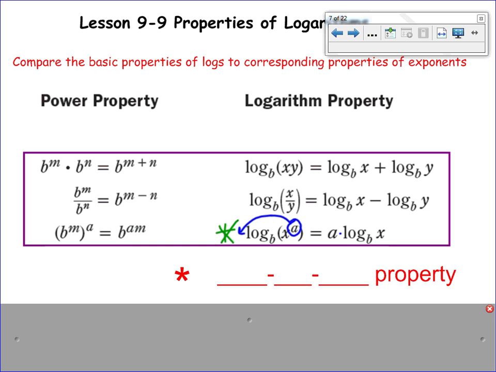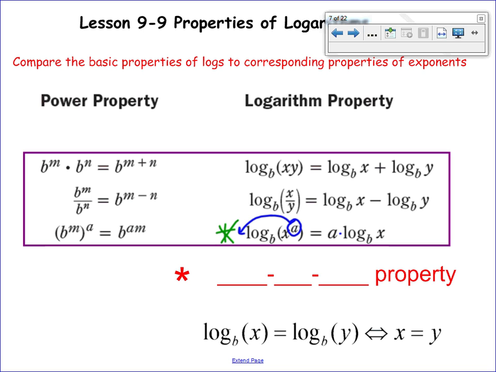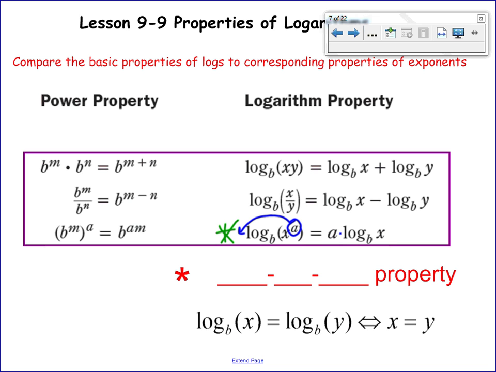Finally, one-to-one property. The one-to-one property says that if I have two logs that are equal to one another, right, log base b of x, if that's equal to log base b of y, then we have no choice but for my inputs to equal one another. X must equal y in that case, and that's called the one-to-one property. So we'll add that as well. That's called the one-to-one property.